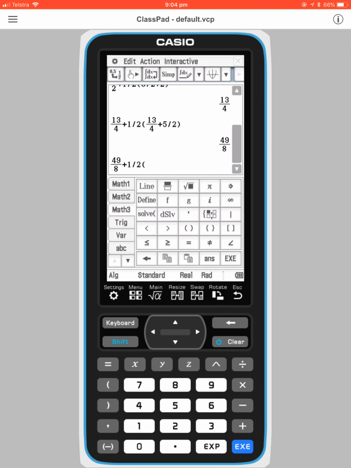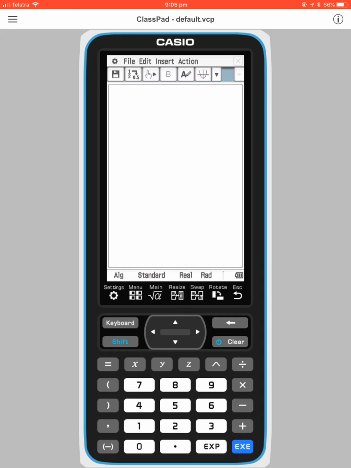Was our answer 49 on 8? Our answer was 49 on 8, so we've already got to the answer. Because when we got to here, if I want to get my next x value, that's 5 on 2 plus a half, which is 3, so my solution is 49 on 8. So that's 1 step, 2 steps, 3 steps, 4 steps, which brings us to x equals 3. So that's our solution.